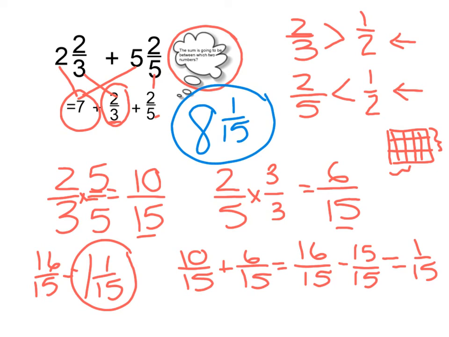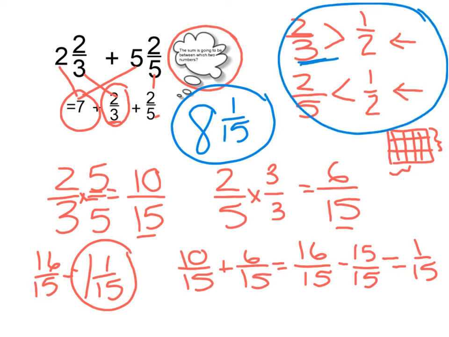And remember, when we looked over here, we noticed that 2/3 was greater than 1/2, and 2/5 was less, so we knew it was going to be pretty close to 1 whole. And I'd say 1/15 is very close to 0, so we're extremely close in our answer. Let's try another one.